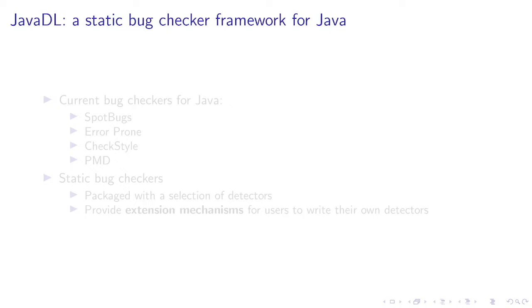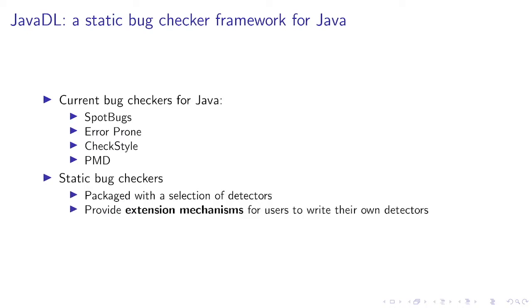JavaDL is a novel static bug checker framework for Java. It joins current state-of-the-practice tools such as SpotBugs and Error Prone. The current static bug checkers package a selection of detectors and provide an extension mechanism for users to write their own. Both the packaged detectors and the user-provided ones are written using an imperative language such as Java.